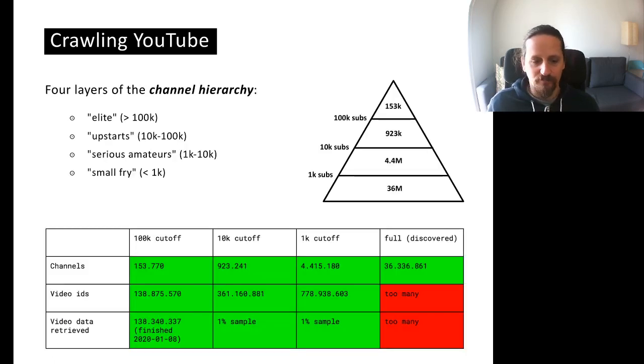But in the end, that's the basic overview of the data that we were able to recuperate. So we've cut them into tiers, channels that have more than 100,000 subscribers. We found 153,000 of those, and this is pretty close to the actual number. So as we go down, we're getting less and less confident in our sample, but the top part, we're very confident in that one.